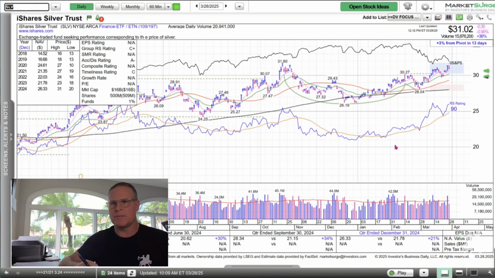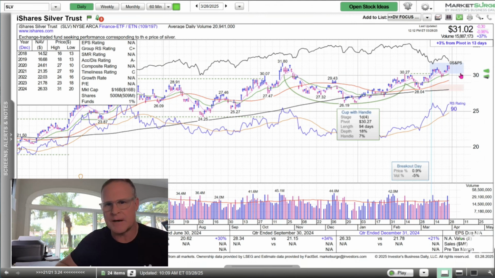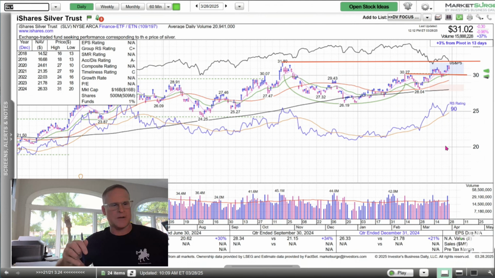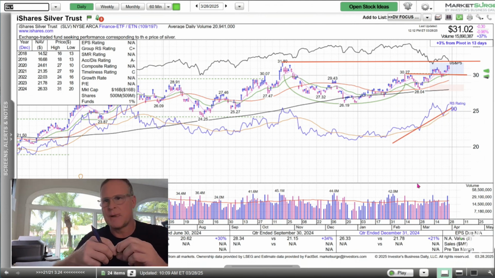Okay, so if we go back to a daily chart on the SLV, you can see we've broken out of a nice cup with handle base, and we're pushing up against that recent high back in October. So we're still in this very nice cup with handle base, and this looks very attractive still, with relative strength rising.